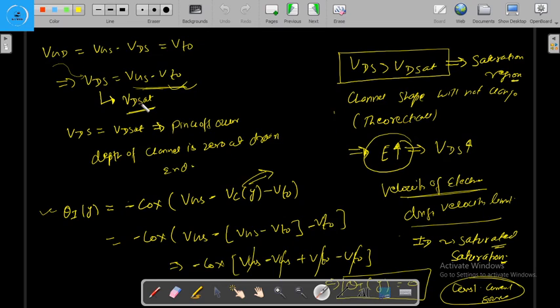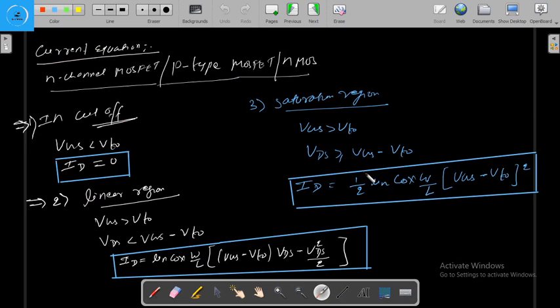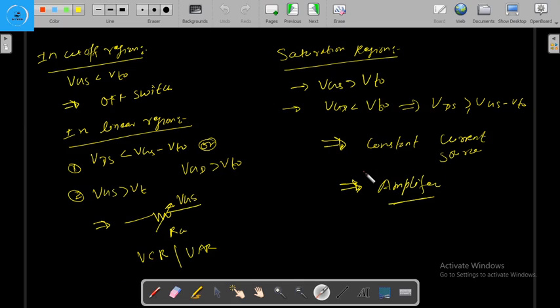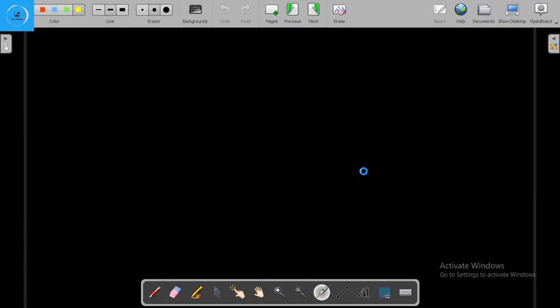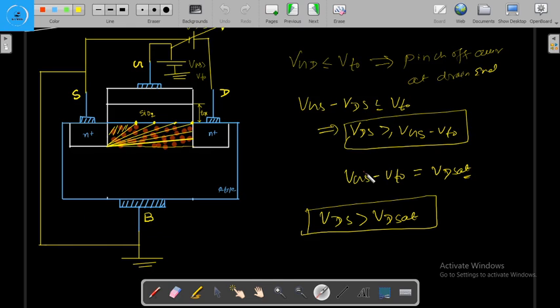And we have seen all these things, and we have seen how the MOSFET works in the cutoff region, in the linear region, and in the saturation region. We have also seen the current equation for the n channel MOSFET as well as the p channel MOSFET, right? Now after that we have seen what happens practically when the drain to source voltage is greater than the VDSAT.